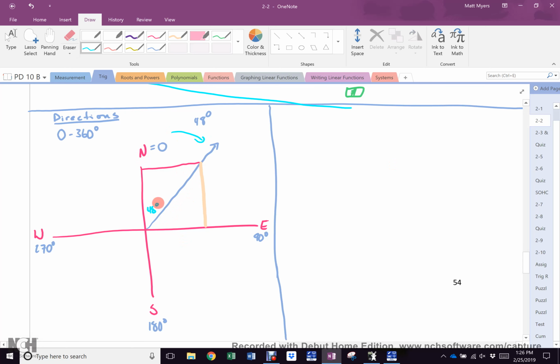But that automatically gives us every other angle we could possibly need, doesn't it? We know this is 90. What is this? 90. What is this? 90 minus 48, which is 42. What is this? 48. What is this? 42. And now I could do all the trig I need to do. Everybody with me? Great.